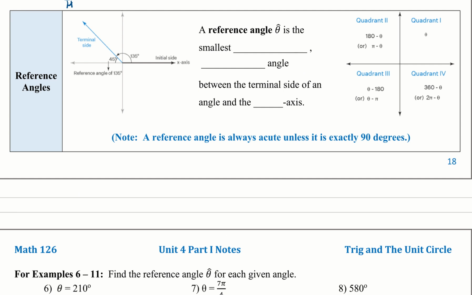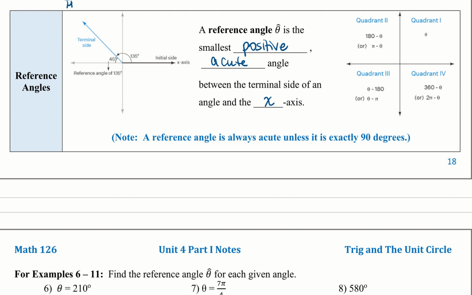All right, our next little topic for this lesson is a reference angle, which will help us find sines and cosines and tangents of an angle that we may not initially recognize. So a reference angle is basically the smallest positive acute angle that's between the terminal side of an angle and the x-axis. And basically, it's going to be the angle that would give us an equivalent value as that terminal side.